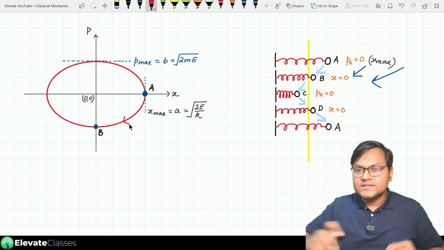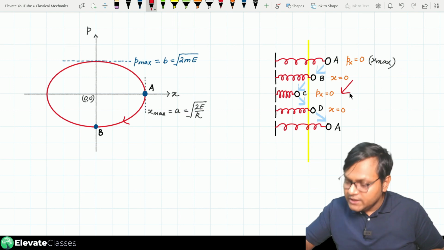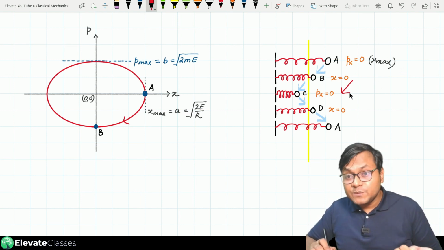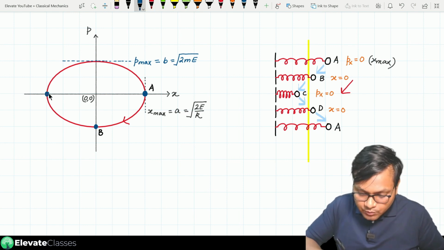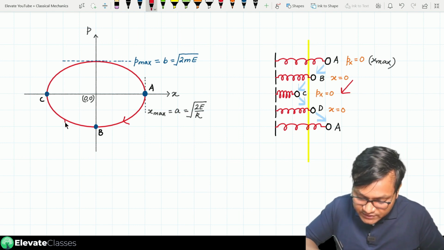Now if we take this a little bit further, where will it go from here? From here it will go beyond, it will get compressed. So at this point, again position becomes maximum but in the negative x-axis, and momentum becomes zero. So this becomes point number C. So this is point number C. So here the direction is again like this.